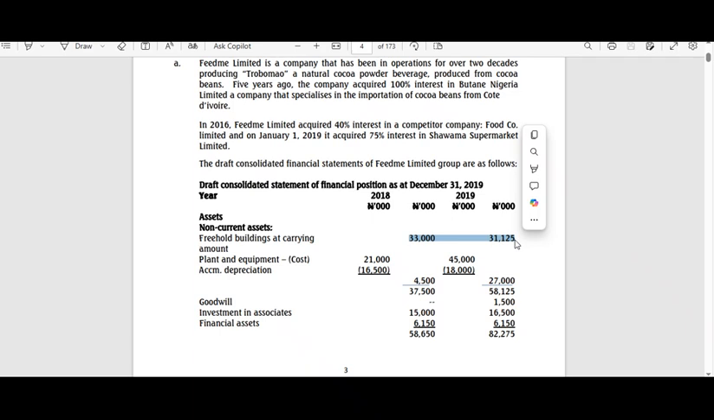The net book value as at last year was 33,000. But the net book value as at this year is 31,125. What does that difference mean? Is it depreciation, disposal, or impairment? It's either impairment or depreciation, either of the two.